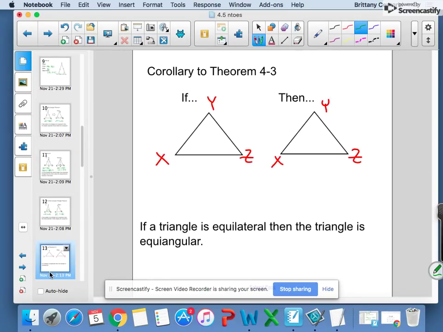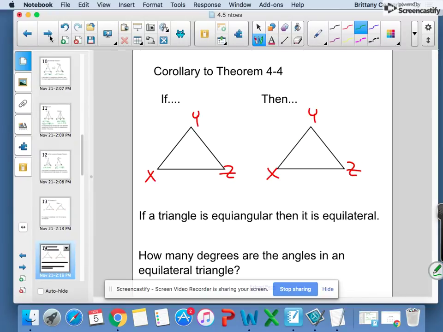So there are similar theorems with equilateral triangles. If a triangle is equilateral, then the triangle is also equiangular. So if all of our sides are congruent, then all of the angles will be congruent. And then the converse of that would be if the triangle is equiangular, then it is equilateral. So if all three angles are congruent, then all three sides are going to be congruent.